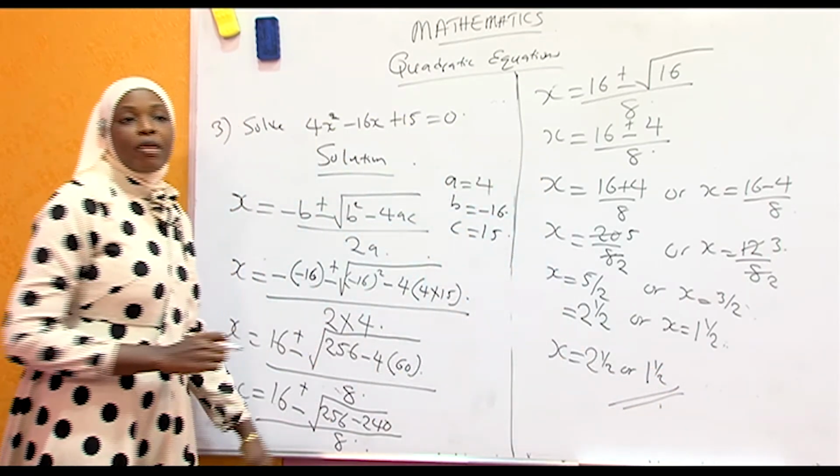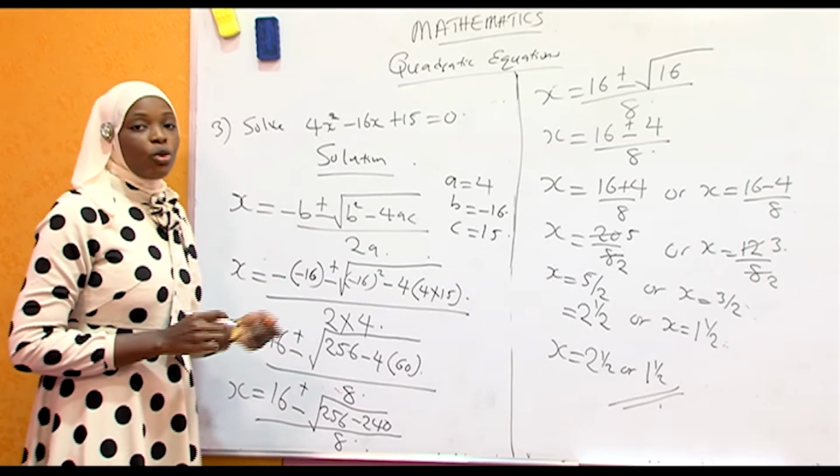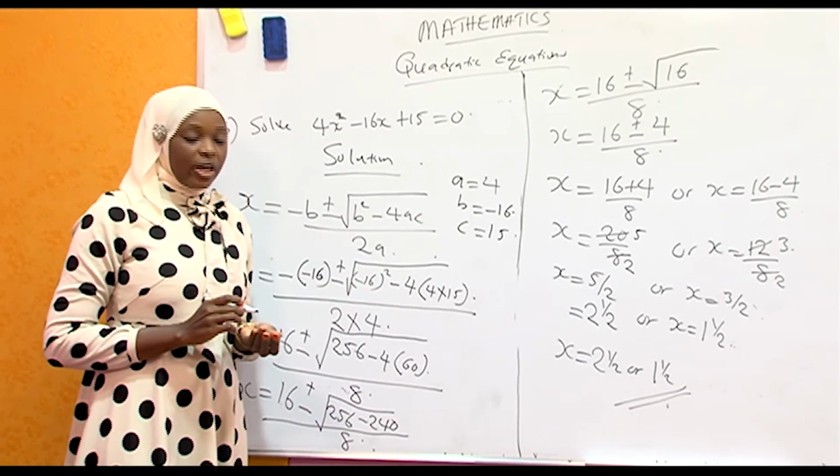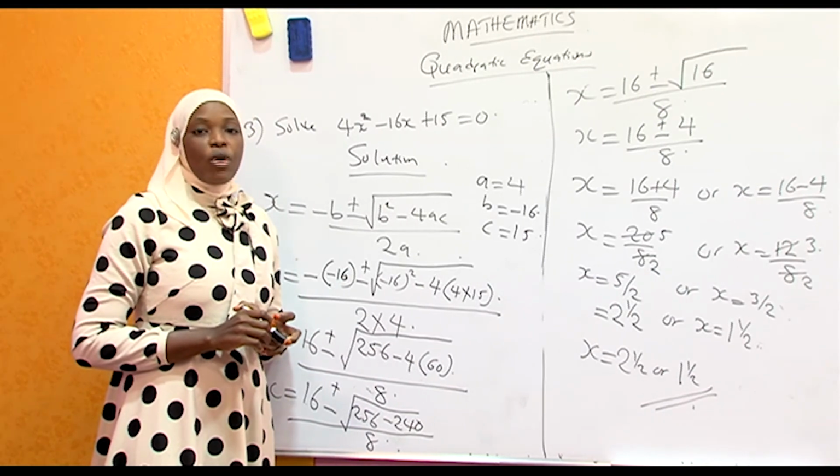If you use any other method to solve, either factorization or completing the square, you will still get the value of x to be 2.5 or 1.5.